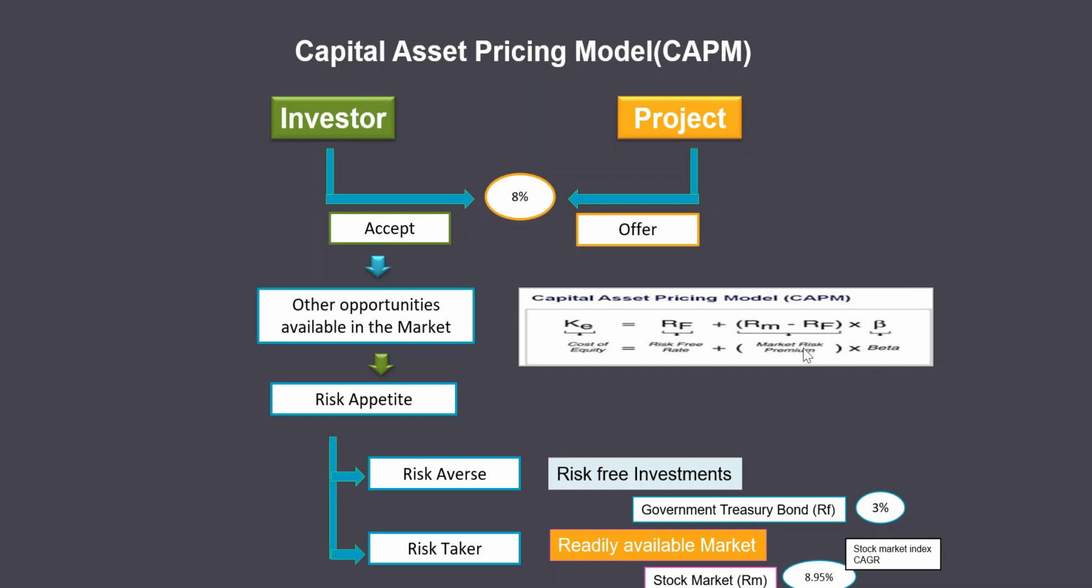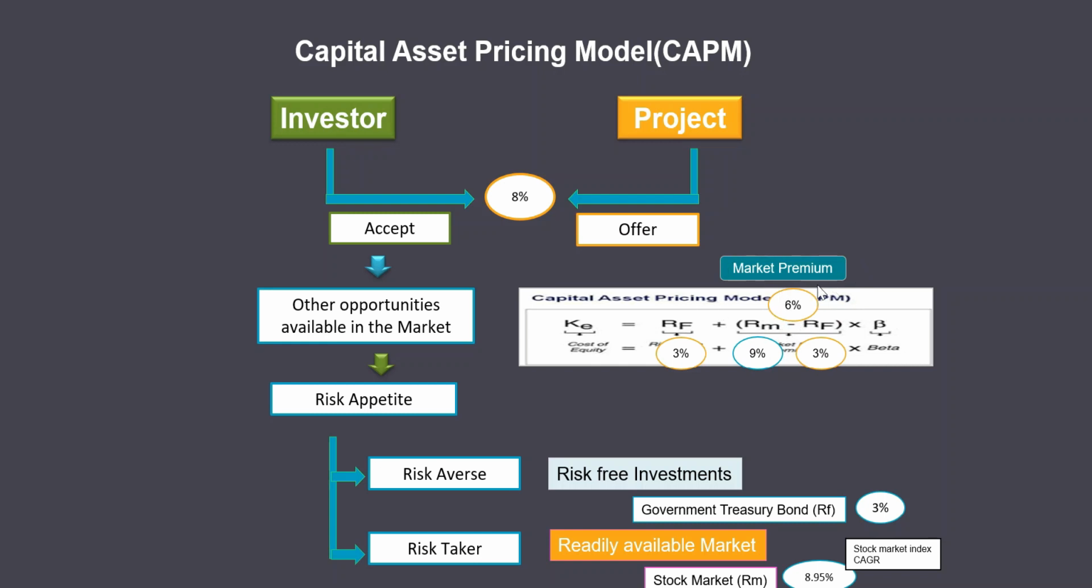Okay, now let's substitute these figures in this formula. So the risk-free rate is how much? 3%. The market rate is 8.95, let's say 9%, and the risk-free rate of return is again 3%. Now RM minus RF, what does it mean? The difference is 6%. This is known as the market premium.